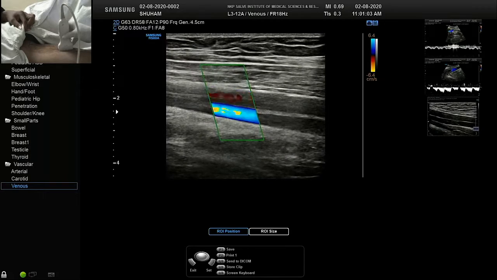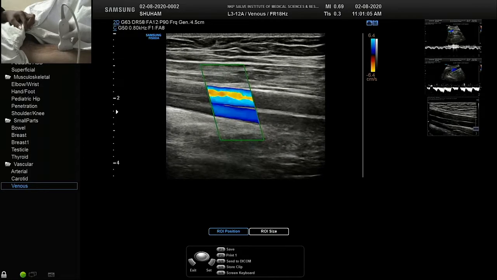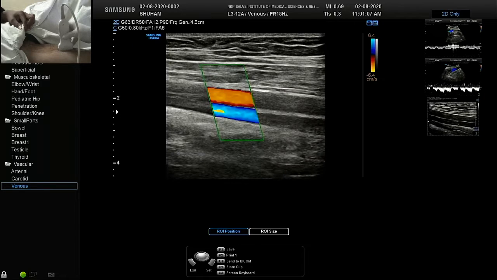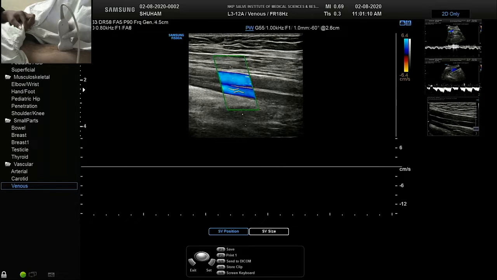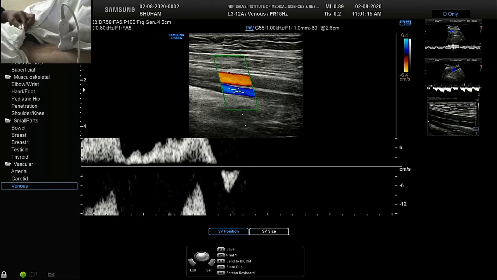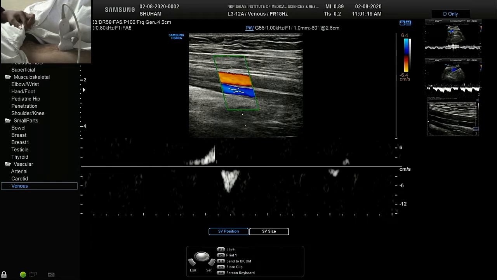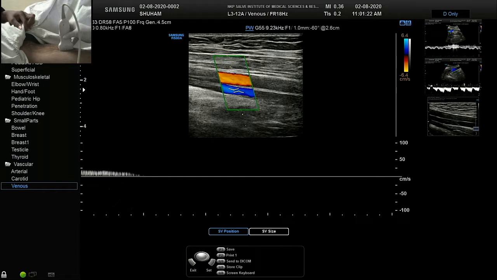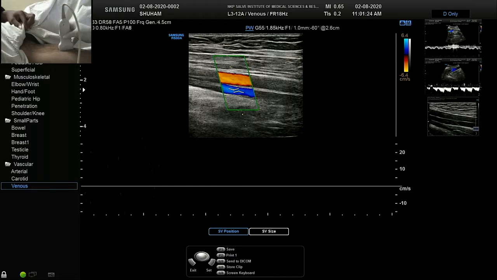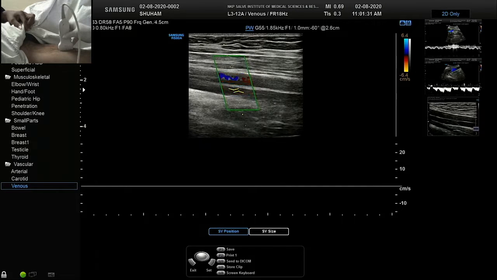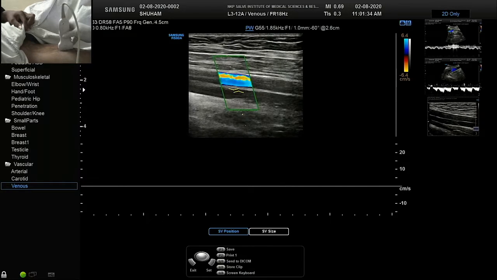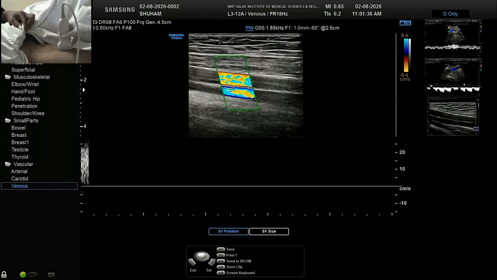The upper one is artery, the lower one is vein, and here I put a spectrum, and I'll ask him to do a Valsalva. That's it. I have lost the plane, so I'll come back and recheck it. Where was the vein? So this is the vein.